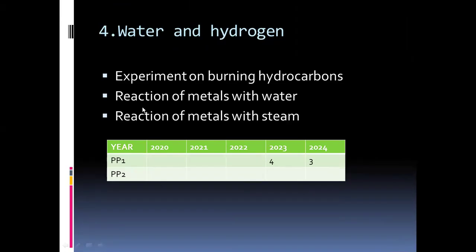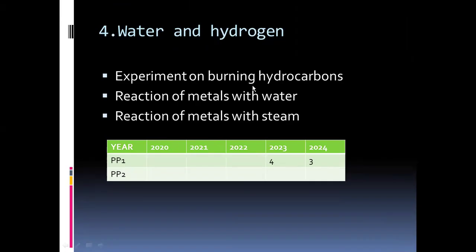What do you need to understand? The first thing is an experiment on burning hydrocarbons. Number 2, reaction of metals with water. And the third one is reaction of metals with steam.